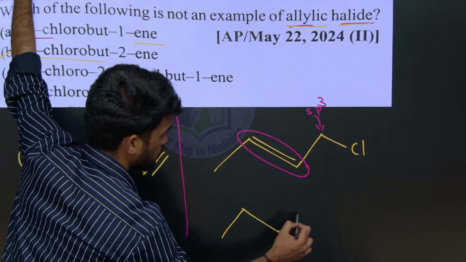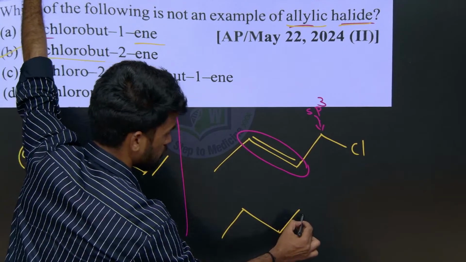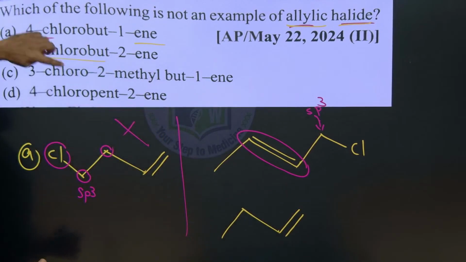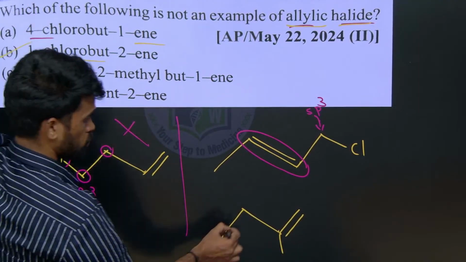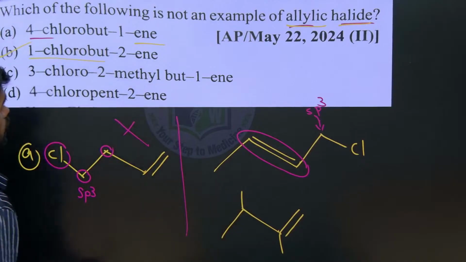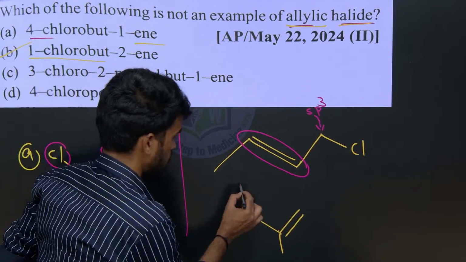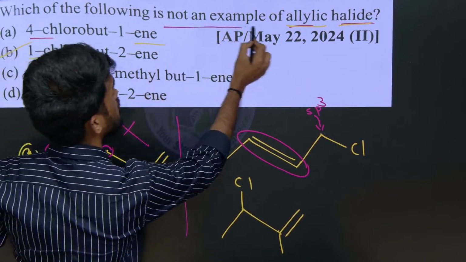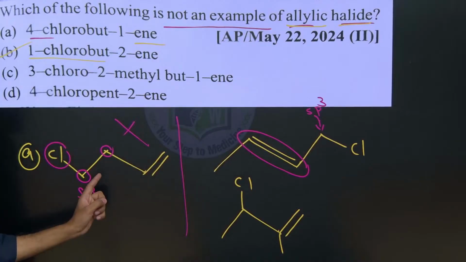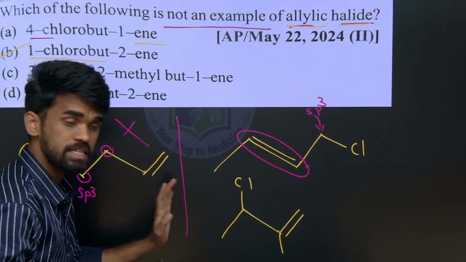Go for option 3 once again. But means 4 carbons, 1-ene, and 2-methyl, so insert one methyl group here, and 3-chloro. This is also allylic. What is he asking? Not an example. This is an example of allylic, and so is this.